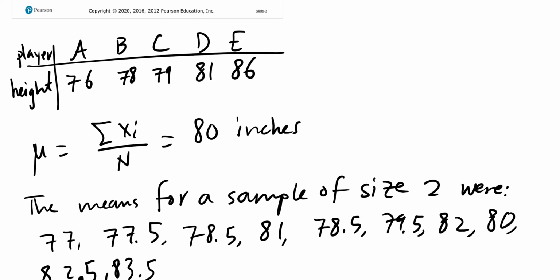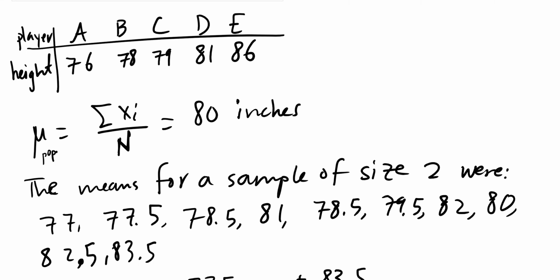So let's look at the example from the previous section. We have 5 players and the height of each one is given, as you can see. The population mean we found in the previous section is 80 inches. Also, we had the means listed in a table. The means for a sample of size 2 were these: 77, 77.5, 78.5, 81, all the way to 83.5. Those are the means for a sample of size 2.